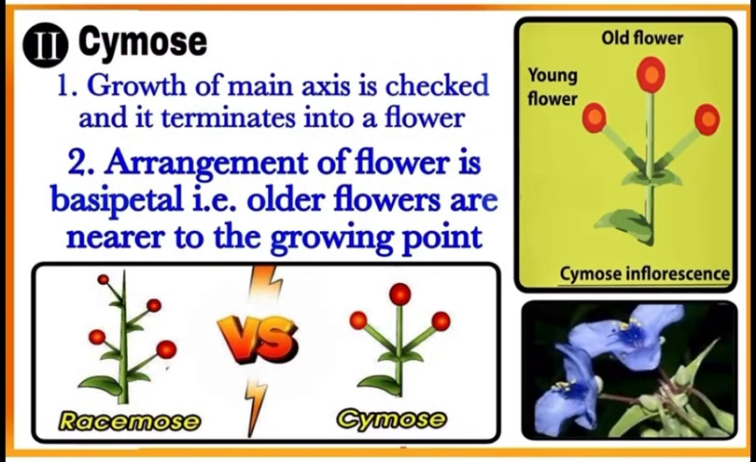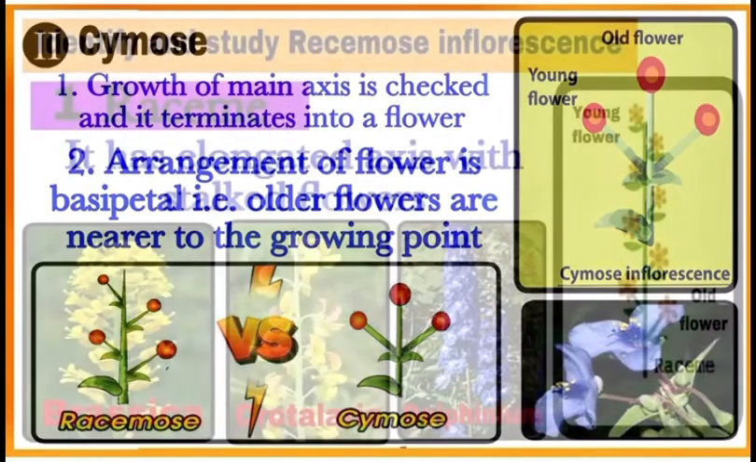Second type of inflorescence is Cymose inflorescence. Here, growth of main axis is checked and it terminates into a flower. And the flowers' arrangement is basipetal order, in which older flowers are present in the center, that is, older flowers are present nearer to the growing point.